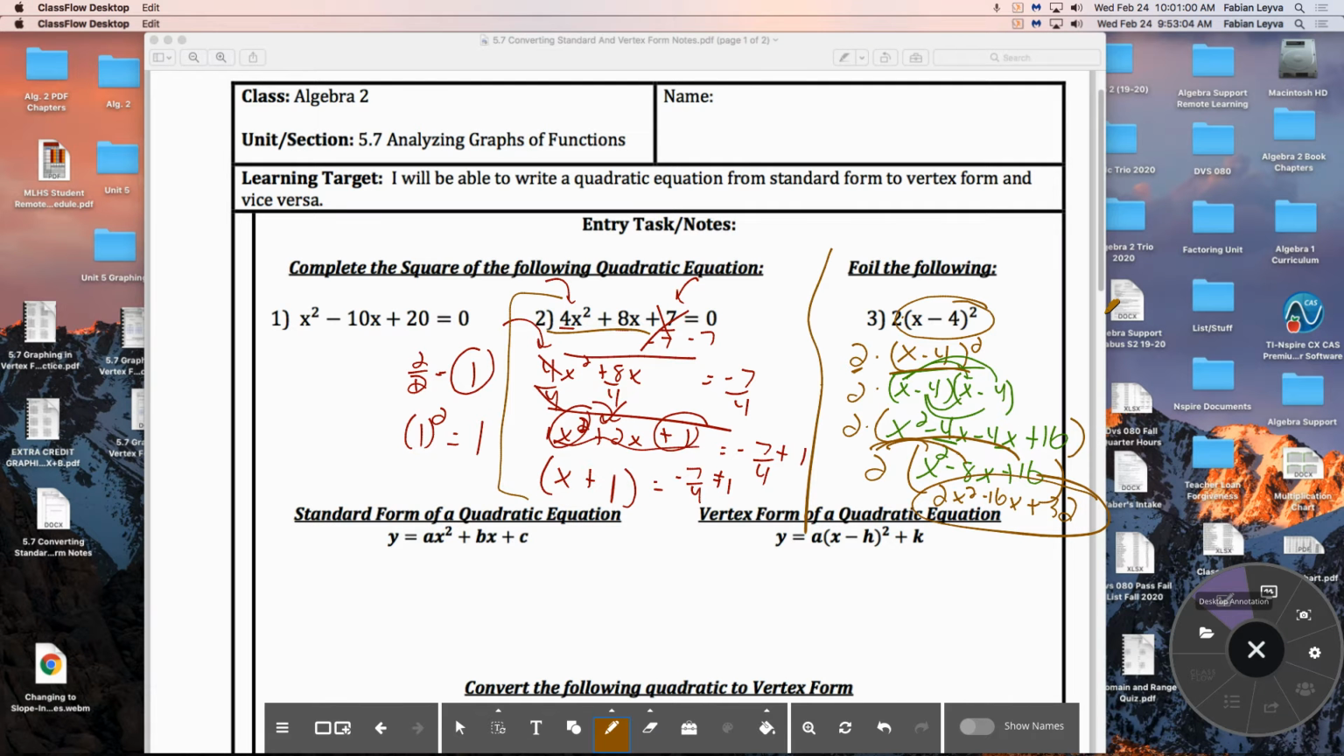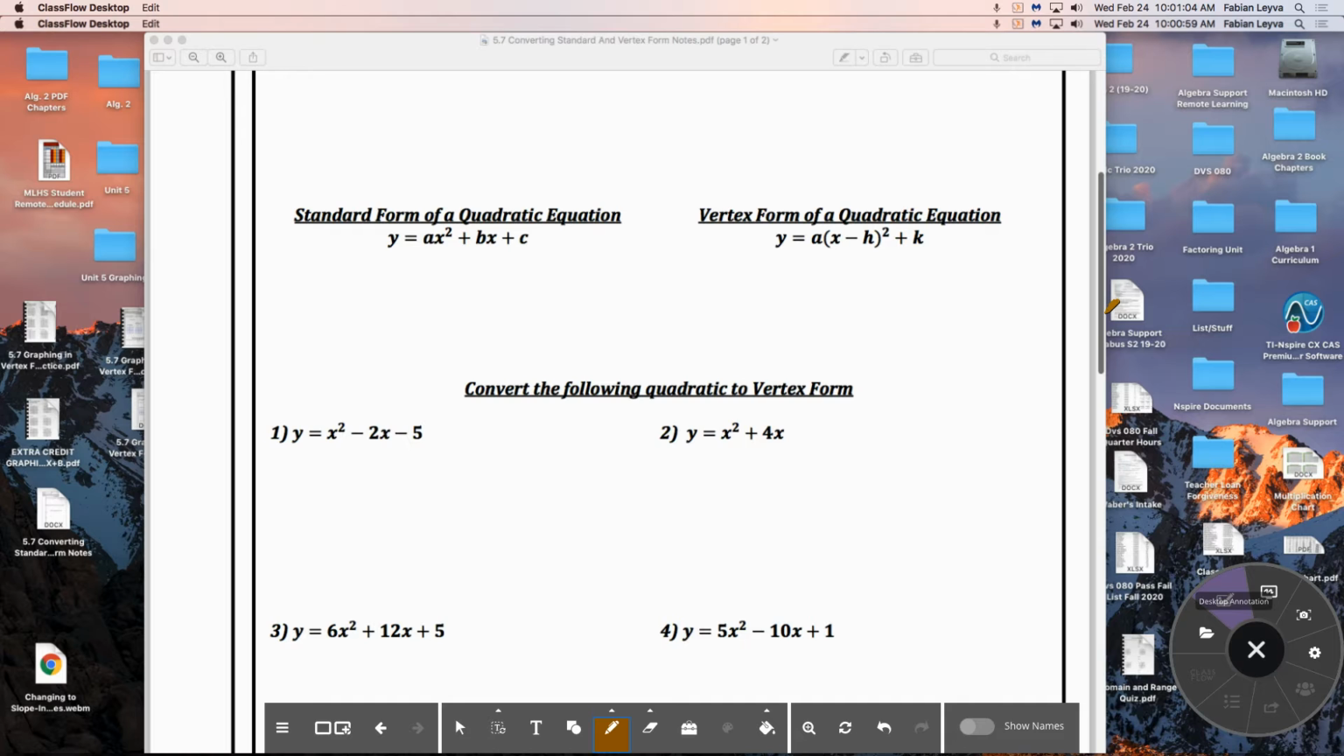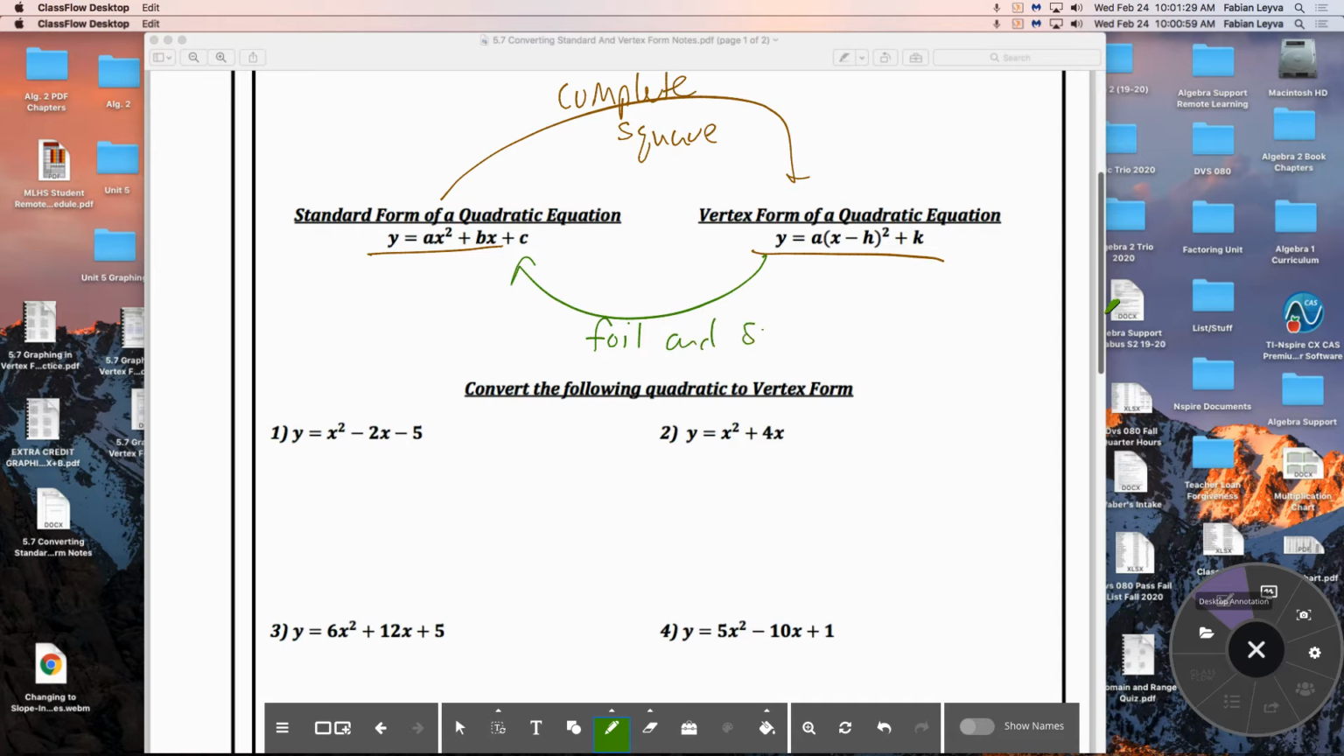Now you'll notice over here that the left side is already in standard form and the right side is in vertex form. Now it is actually quite easy to go from standard form to vertex form because the process that you need to do is complete the square. If you can complete the square, you know how to go from standard to vertex. Now, let's say I give you something in vertex form and want you to go back to standard. Well, that process is just to FOIL and simplify.